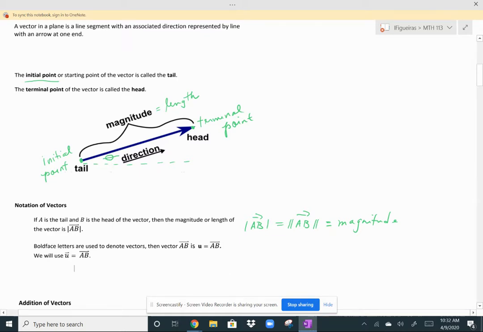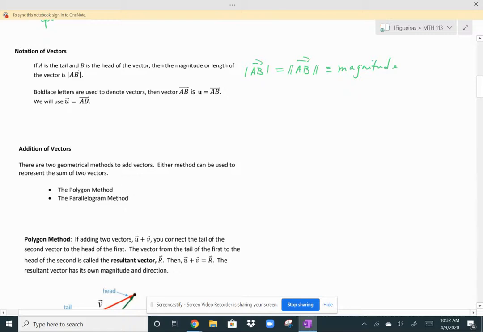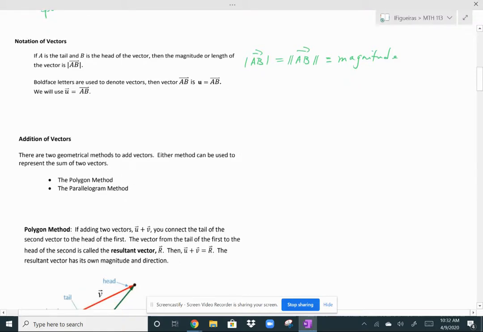Okay, so addition. We can add vectors. There are two geometric ways to represent the addition of vectors. I'm going to show you both the polygon method and the parallelogram method. Either way is fine. You get the same result.